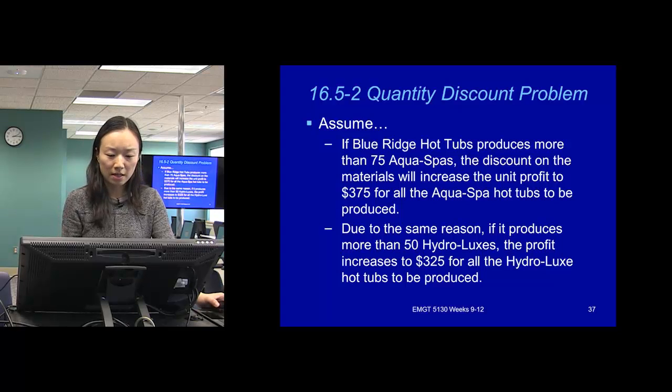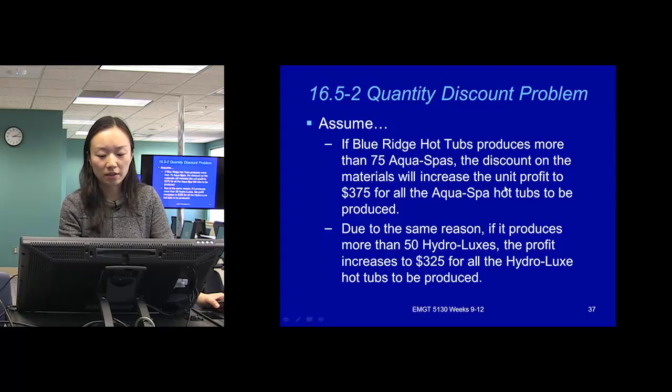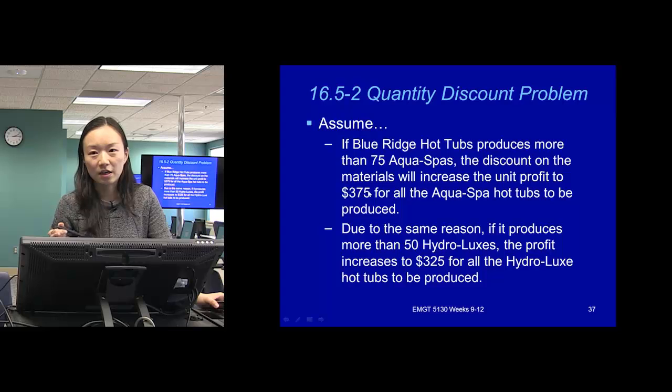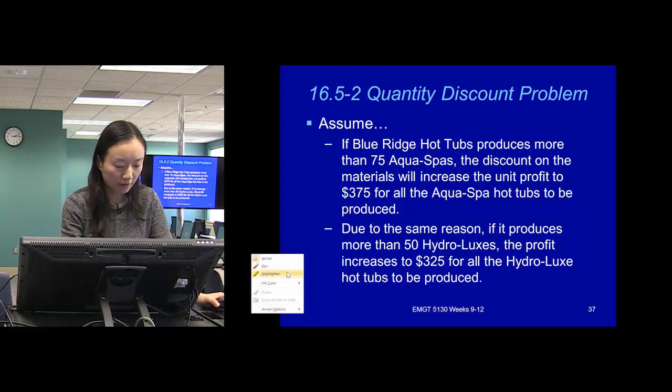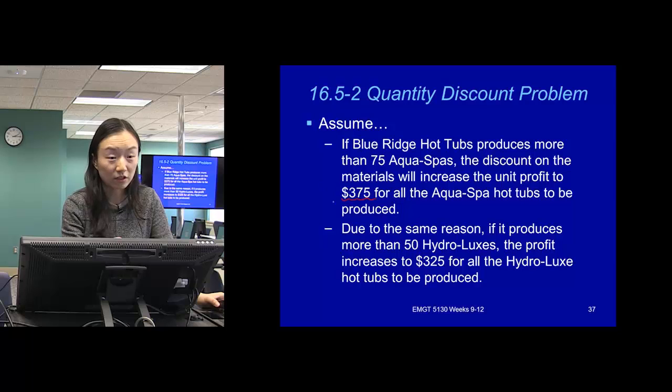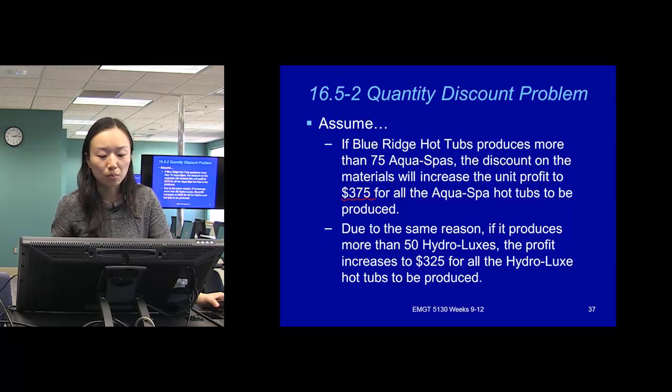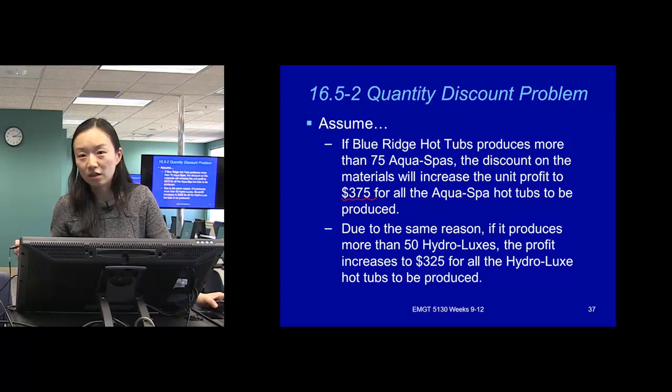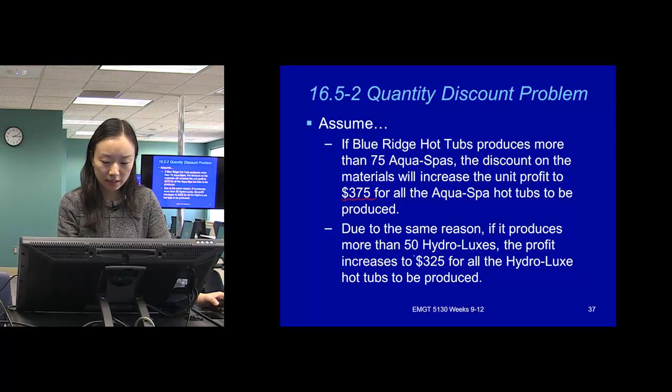Okay, so the problem statement is here. If this Blue Ridge Hardtop problem produces more than 75 units, okay, the discount on the material will increase the unit profit to 375 for all of them. It's not saying, okay, this 375 only applies to the 76th, but instead, if you produce more than 75 units, this increased profit will apply to all the product you produce. Okay, same as the second one.